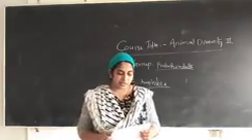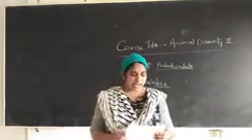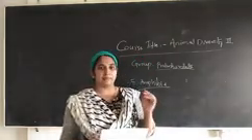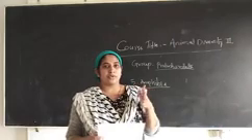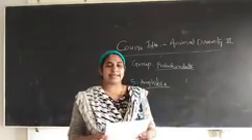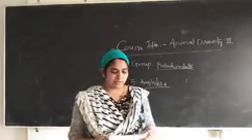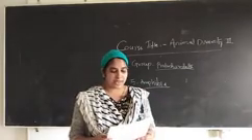Introduction to the orders Apoda, Salamandra and Anura. These are the different orders of the class Amphibia. We are going to study 3 examples, one from each order: Apoda, Salamandra and Anura.